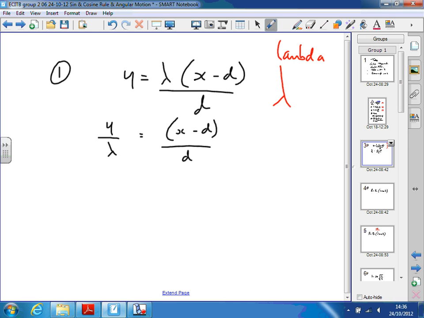Then what might we do? Get rid of the brackets. Well, there is actually nothing outside the bracket now, so really I didn't need that bracket, so let's get rid of the bracket. There you are, done. It's easy. It's all divided by d, isn't it? So what would I do? Times both sides by d. d times y over lambda equals x minus d.